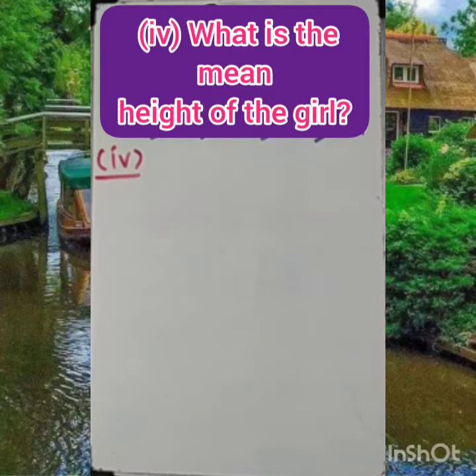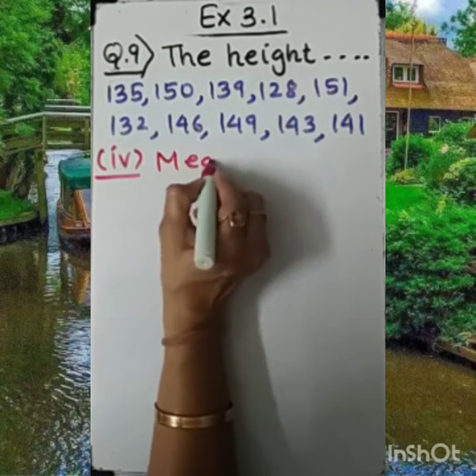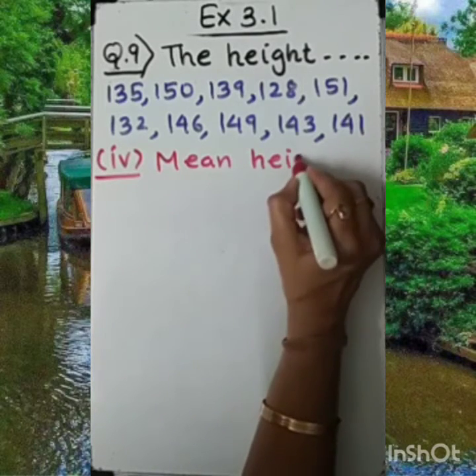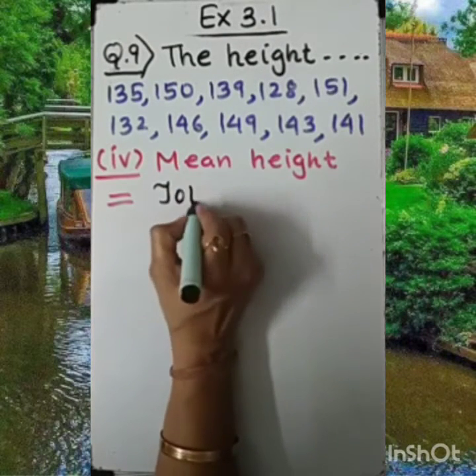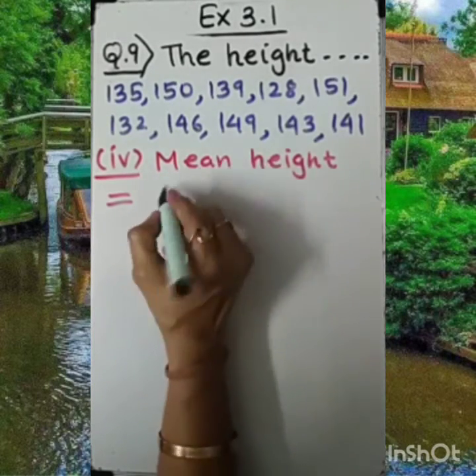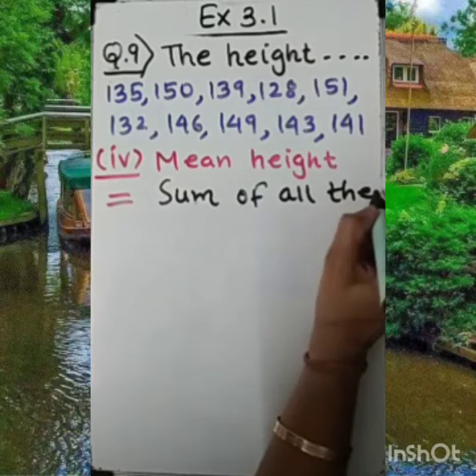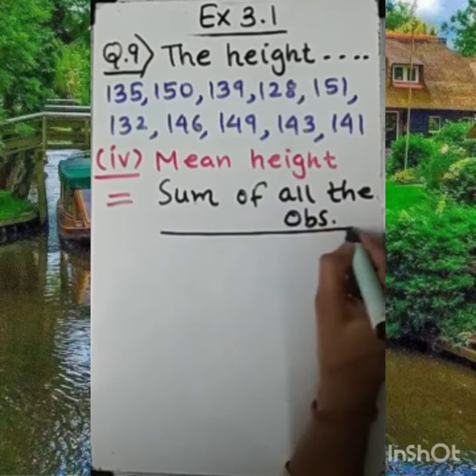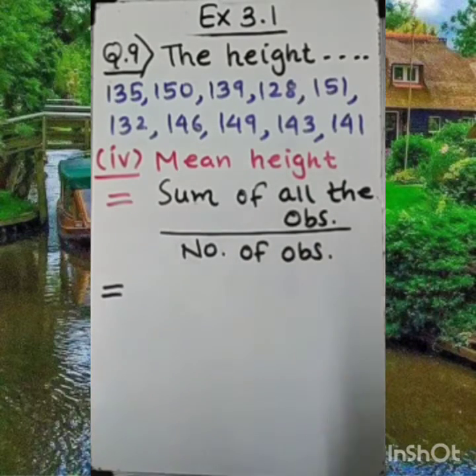Now, my dear student, in the fourth question we are asked: what is the mean height of the girls? Mean height. So let's go with that. Mean height of the girls. So mean height is equal to, we know, the sum of all the observations, which will be divided by the number of observations. Then we will have the mean of the given data.